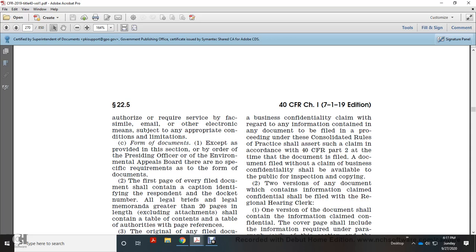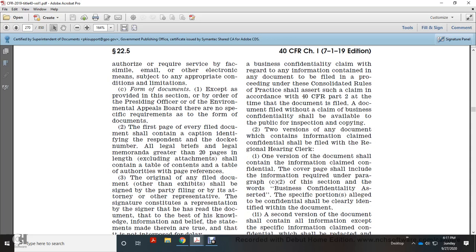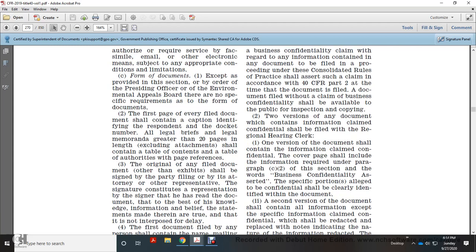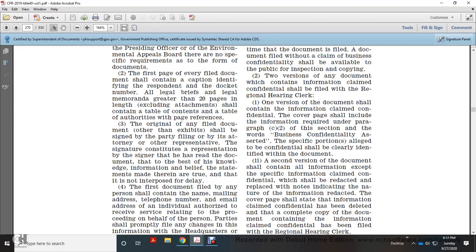Two versions of the document containing information claimed confidential must be filed with the regional hearing clerk. One version of the document shall contain the information claimed confidential, and the cover page shall include the information required under paragraph (c)(2) of this section and the words "Business Confidentiality Asserted." Specific portions alleged to be confidential should be clearly identified within the document. The second version of the document shall contain all information except the specific information claimed confidential.